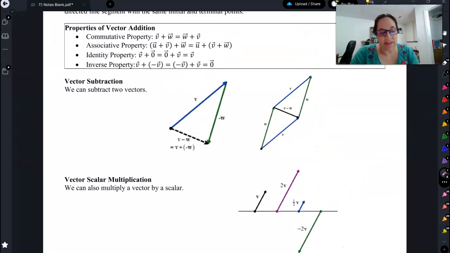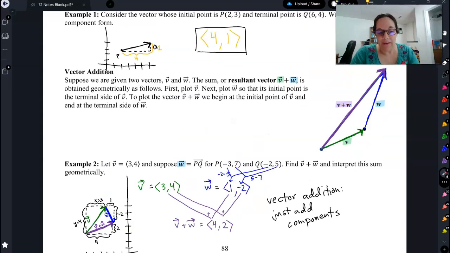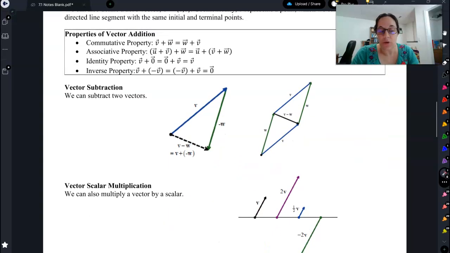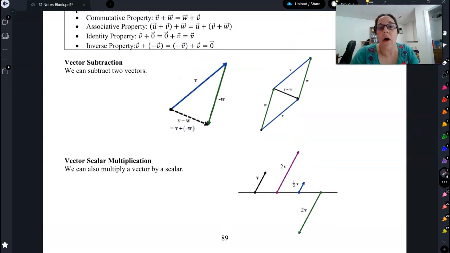So that's our basics of vectors, how we can write them in component form, how we add vectors, and how we subtract and multiply them by a scalar. In the next video, we'll take all this information and do some practice problems with it.